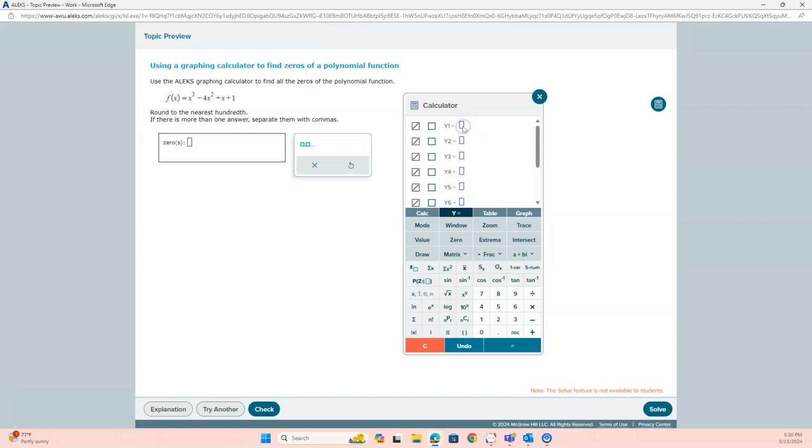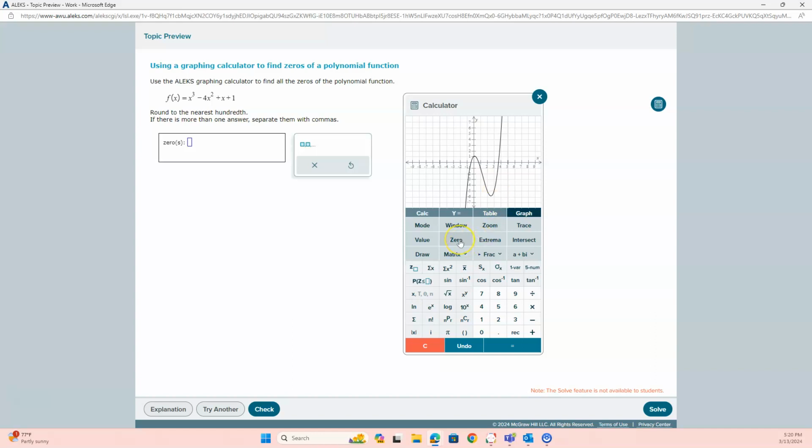So I'm going to click in here and I'm going to use my keyboard for the x to the third power, use my keyboard to arrow out of the exponent, minus 4x squared plus x plus 1. Once I have it typed in, I'm going to go over here to graph so I can see my graph. Notice this graph crosses the x-axis 1, 2, 3 times, correct? So we're going to have 3 zeros.